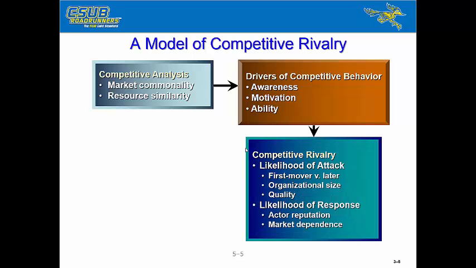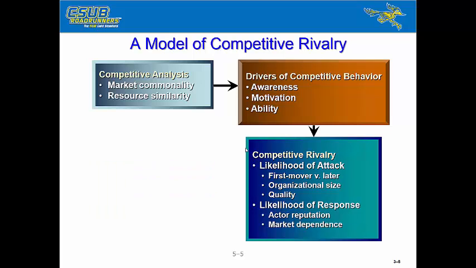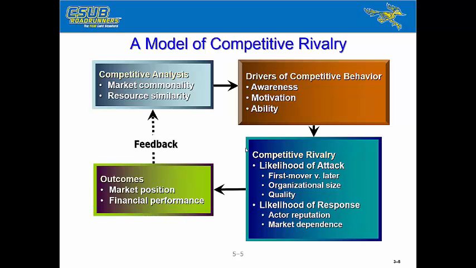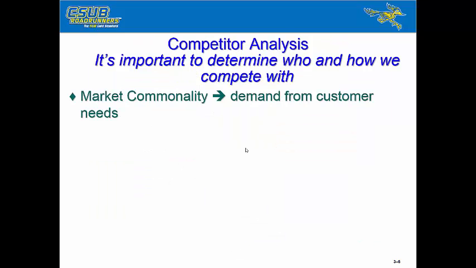There's two different positions that can be taken in a competitive rivalry: an attack posture and a response posture, each of which have certain factors which tend to encourage them to happen. And then all of that ends up resulting in market performance, which feeds back into new competitive analysis. So it's important to understand who your competitor is and how you compete with them.